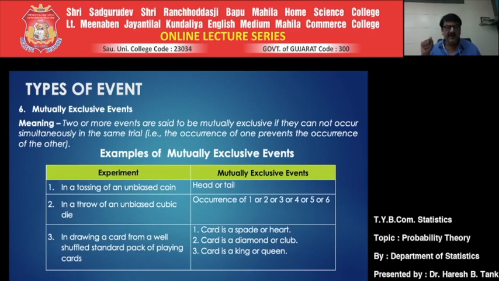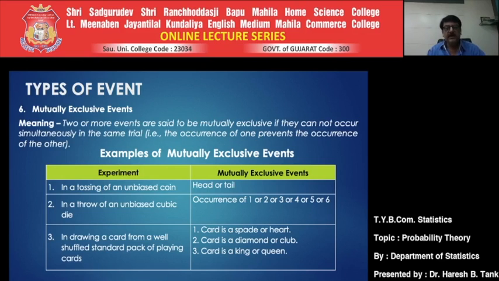Now when drawing a single card, getting a spade card and getting a heart card, naturally, while getting a spade card, you simply discard the possibility of getting heart. Getting a heart card simply discards the possibility of getting a spade. So they are mutually exclusive. Card is a diamond or a club. Means getting a diamond card simply discards the possibility of getting club. Getting a club card simply discards the possibility of getting a diamond card. That is how they are mutually exclusive.